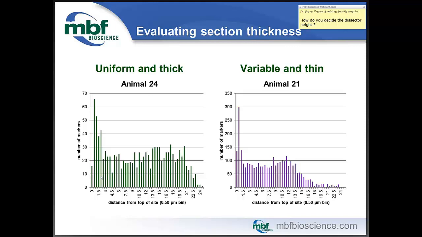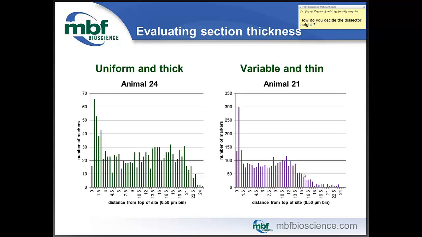So we choose the dissector height from that. So if we need a 2 micron guard zone and our minimum section thickness is on average 18 microns, then a 2 micron top guard zone and a 2 micron bottom guard zone is 4 microns, and so that leaves me with a 14 micron dissector. And so in a nutshell, that's how you determine the dissector height.